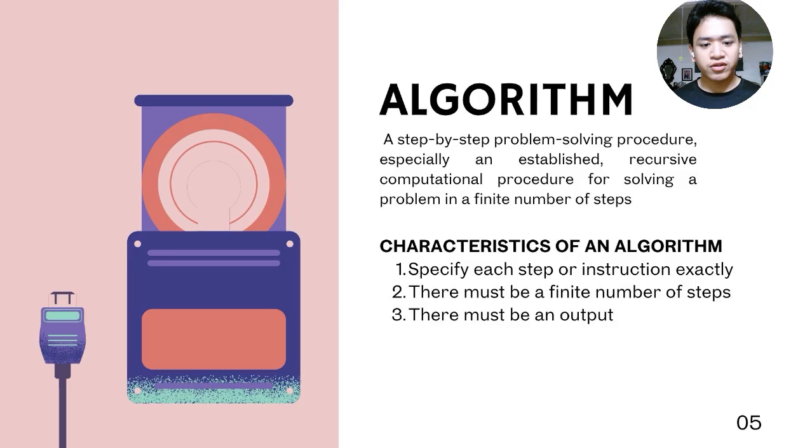Now, let's jump into the algorithm. An algorithm is basically a step-by-step problem-solving procedure. It must follow three characteristics. Number 1 is each step must be specified clearly, or in other words, specify tasks or instructions exactly. Number 2 is there should be a finite number of steps. And lastly is there must always be an output. So in short, an algorithm is like giving very specific instructions that always lead to a solution.